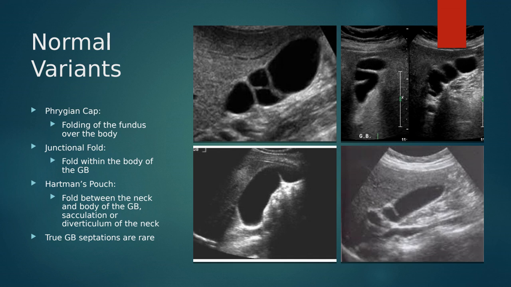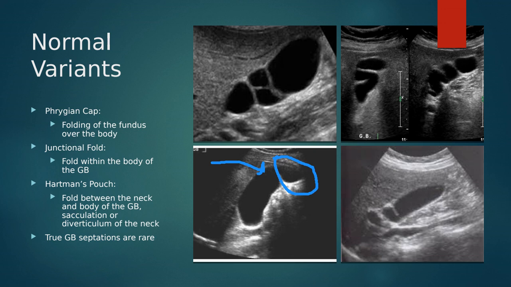Normal variants. So I think we had a couple of these in lab already. So you will see some of these more frequently than others. A Phrygian cap, that is going to be something that a lot of patients have. It's when the fundus portion kind of folds itself over the body portion of the gallbladder. That's going to be this guy right here. And a Phrygian cap, I don't know what Phrygian stands for, but a cap like a little hat, right?